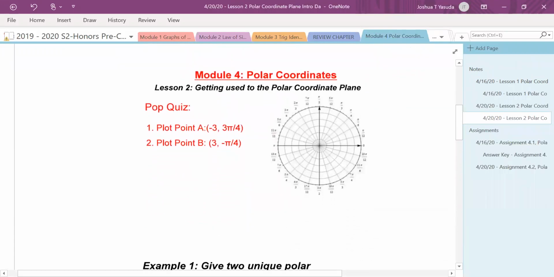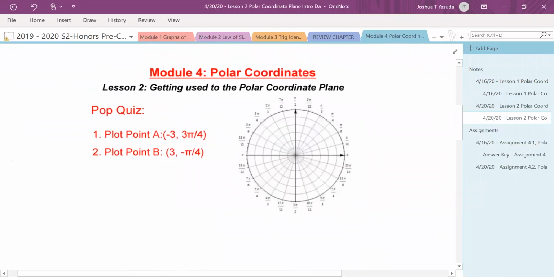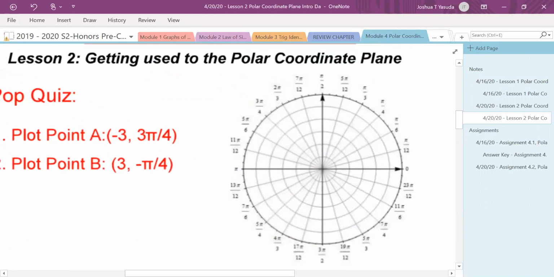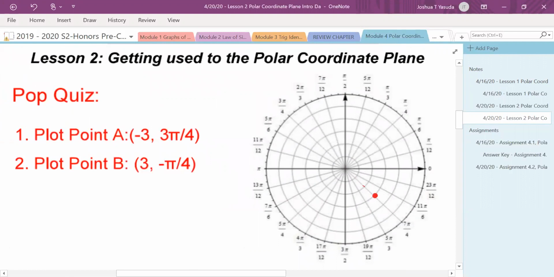All right, so here you go, pop quiz. If you want to press pause on the video, you can plot both points and see how it goes. Otherwise you can keep watching and you'll see how it goes. So 3 pi fourths is the angle I got to find, and then -3, so I got to reflect it over the pole. So I'm going to zoom in a little bit. So here's 3 pi fourths, but then I got to go over the pole. So 1, 2, 3, plot it right there. Okay, so that is the first point.